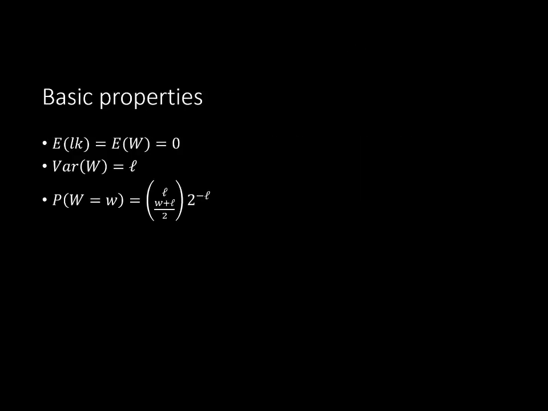Here are some basic properties of the definition. So the expectation of the linking number, the writhe, is 0 due to the existence of inverses, and each inverse has a negation of the crossing signs of its counterpart. The variance of the writhe is calculated to be the length of the braid words being generated, and I also found the distribution of the writhe is a transformation of the binomial distribution given by the probability here.